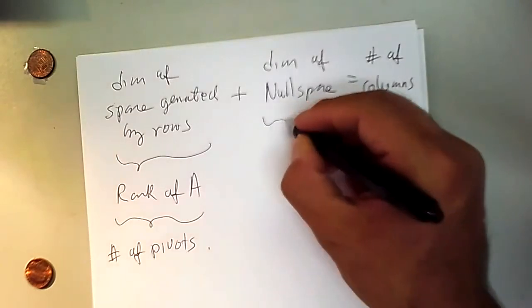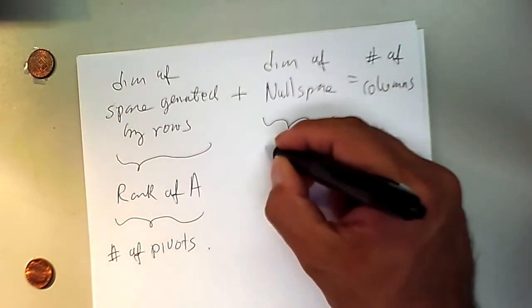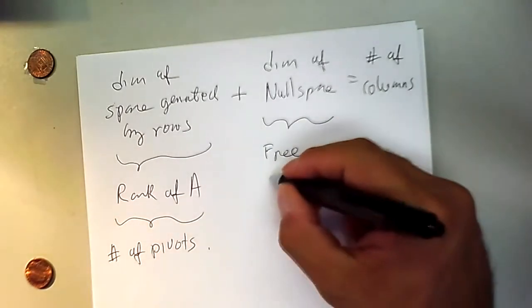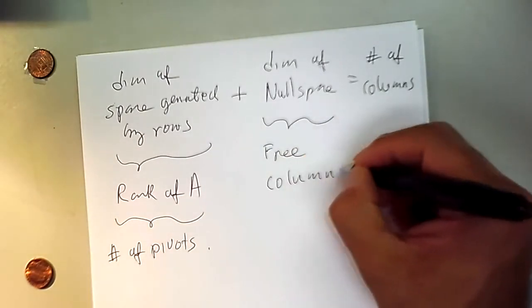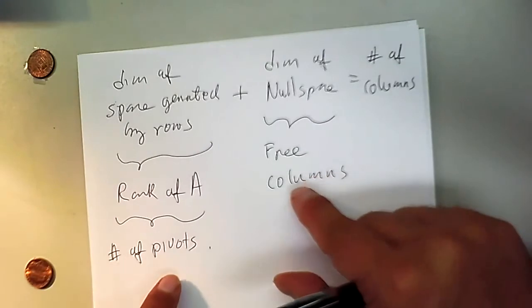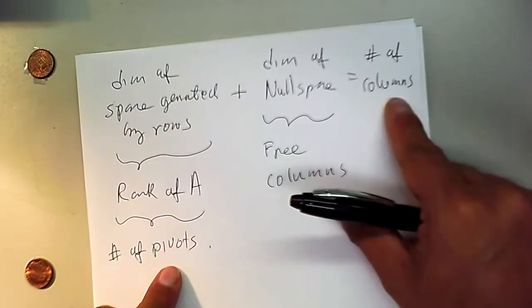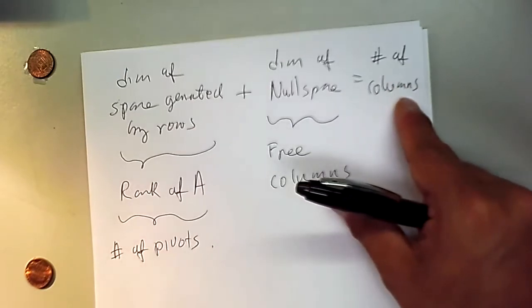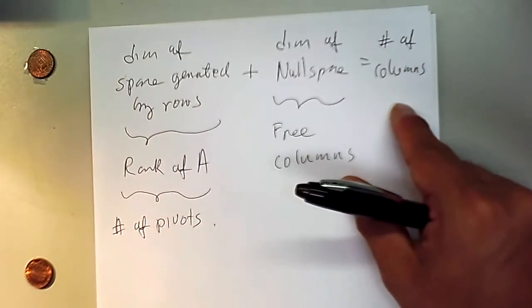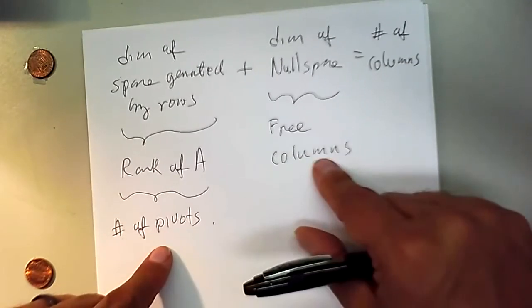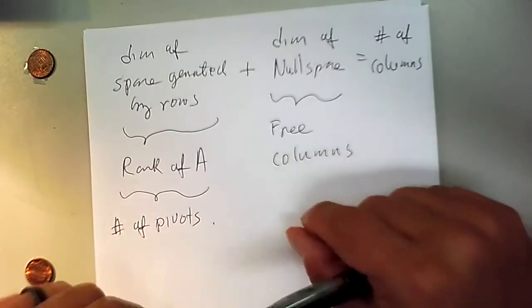This is the same thing as the number of free variables or free columns, which makes sense because a free column doesn't have a pivot. So when you have all the columns, there's only two things that can happen. A column has a pivot or doesn't have a pivot. So when we put them together, you get all of them.